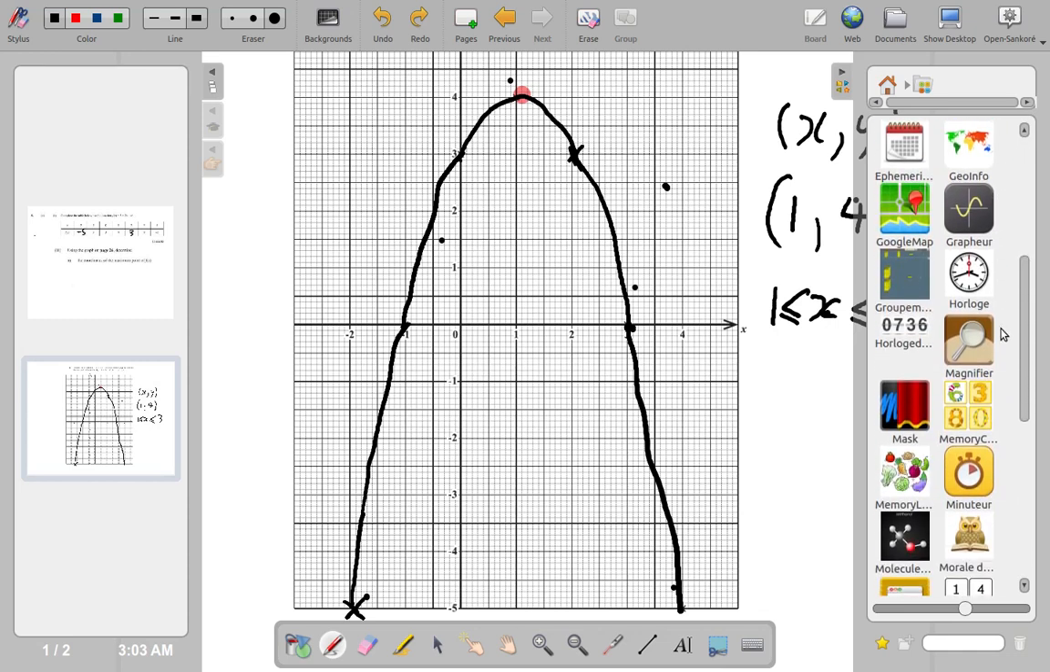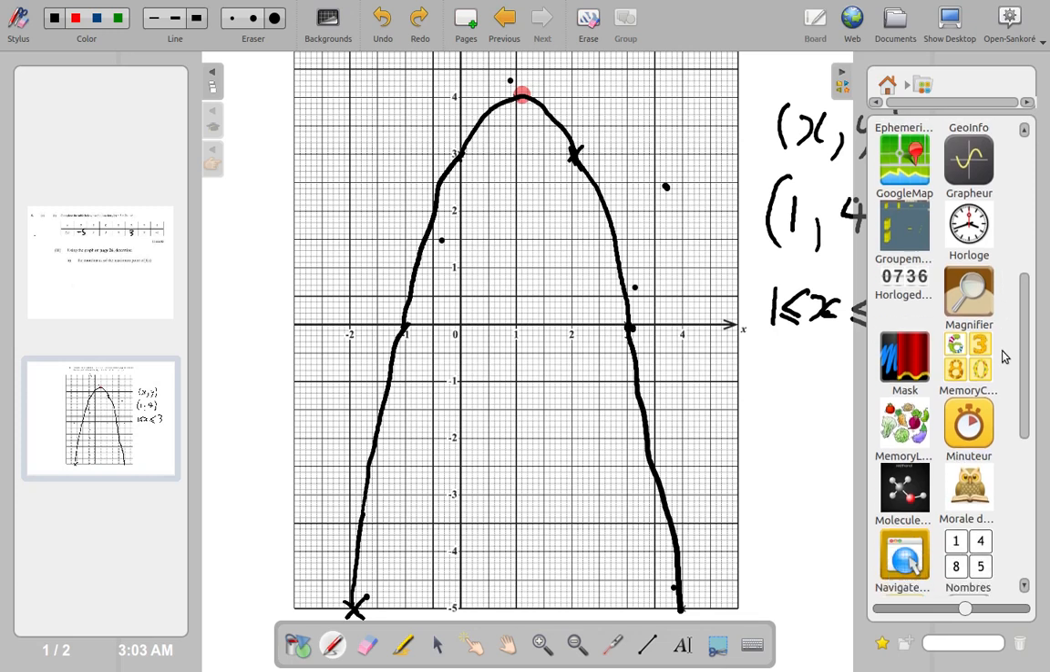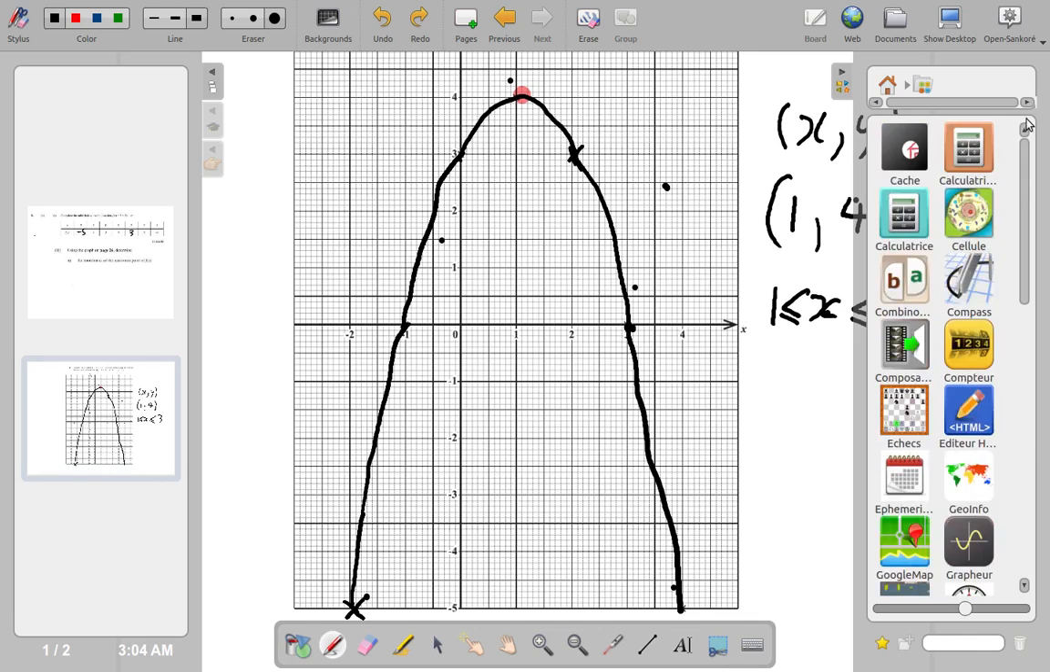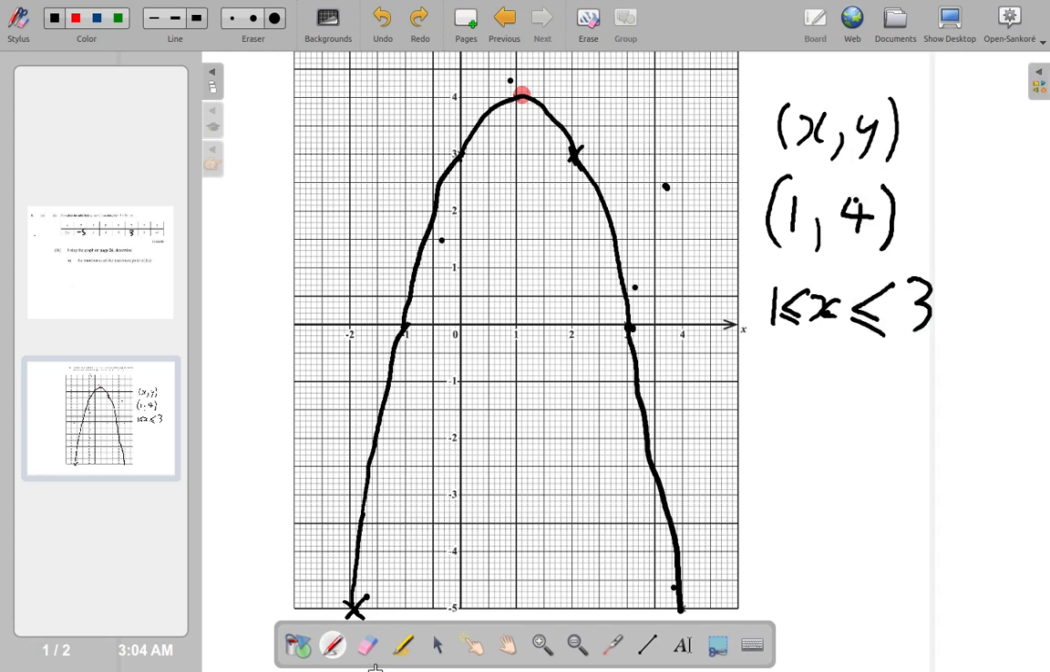I'm looking for a ruler here. Do I have a ruler? What happened to my ruler? I don't see my ruler here. Alright, but what you will do, if this was my ruler, I will line it up and draw this line through it.